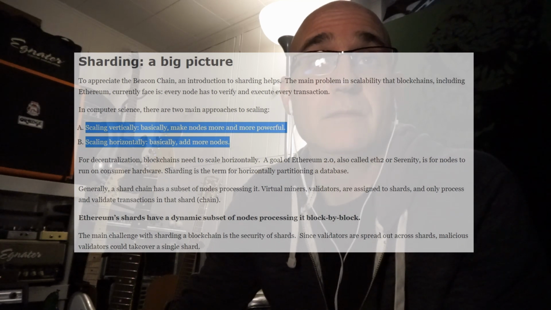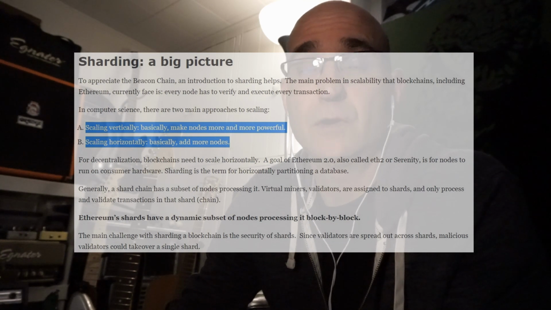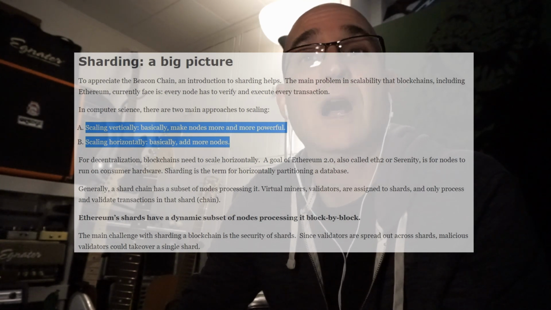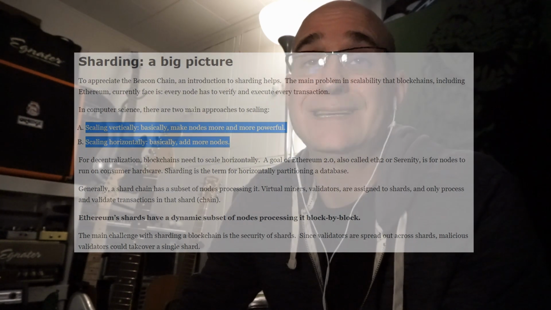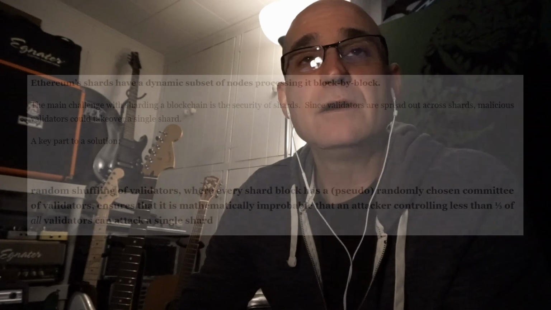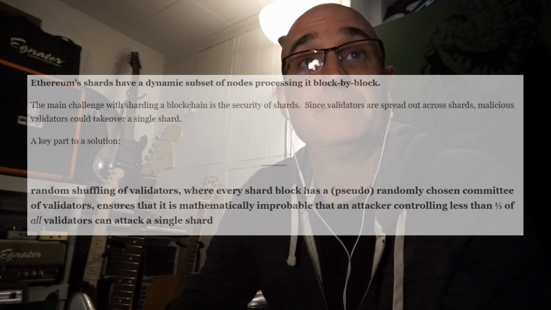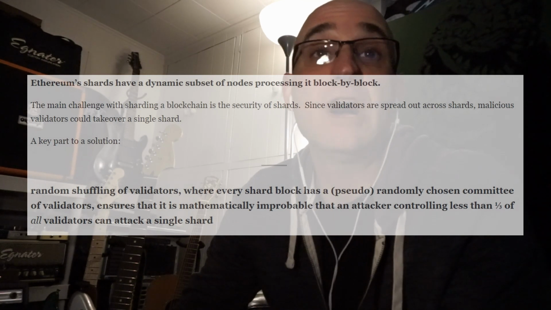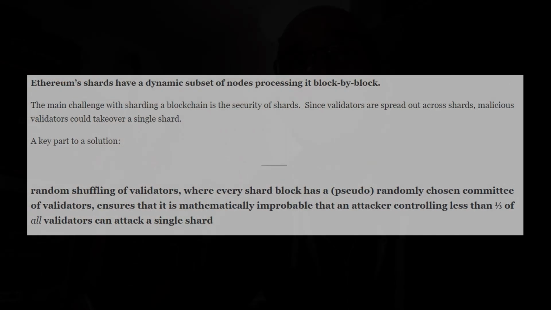Generally, a shard chain has a subset of nodes processing it. Virtual miners, validators, are assigned to shards and only process and validate transactions in that shard on that specific chain. Ethereum shards have a dynamic subset of nodes processing them block by block. The main challenge with sharding in blockchain is the security of shards, since validators are spread out across multiple shards.